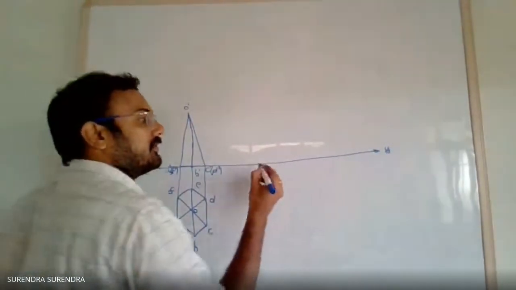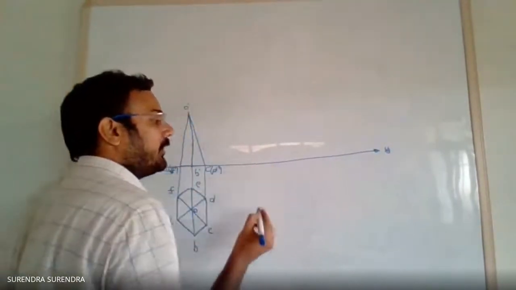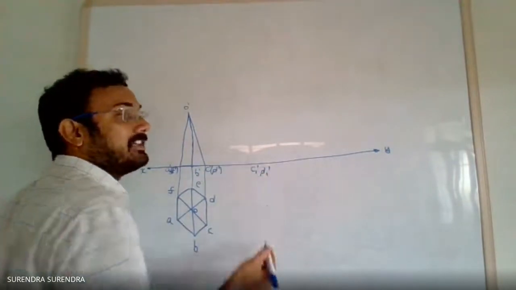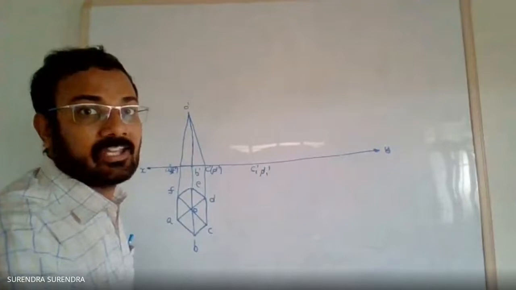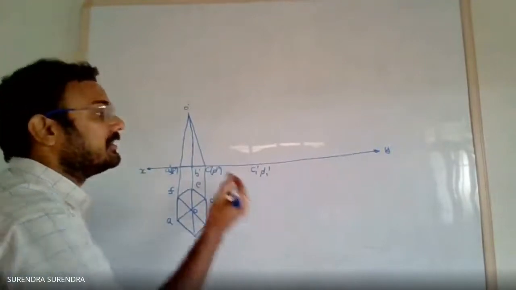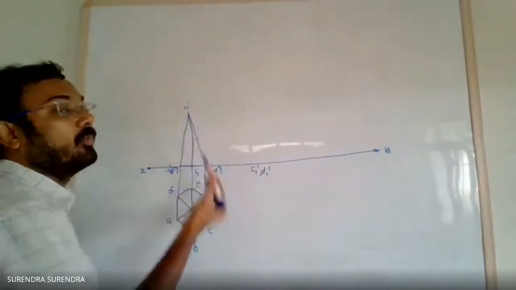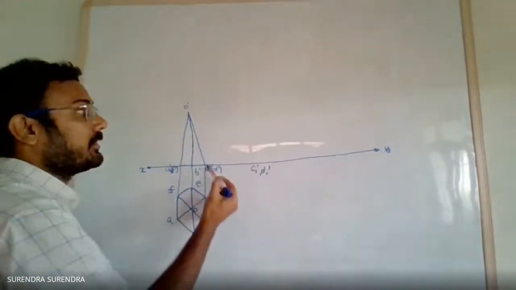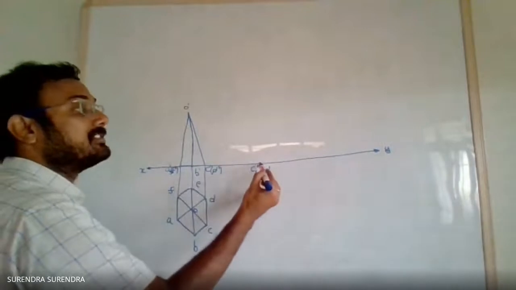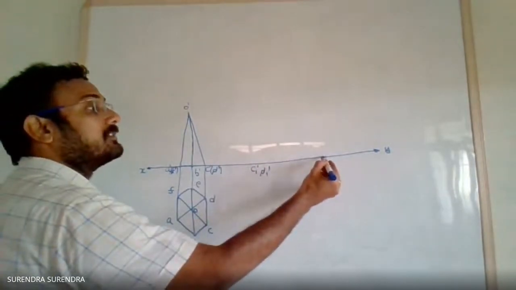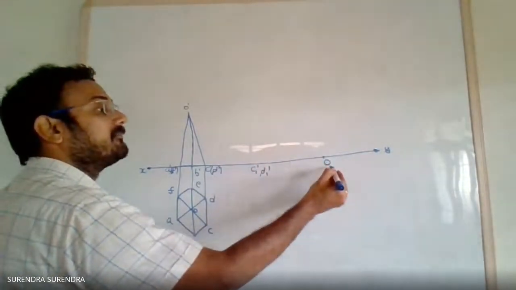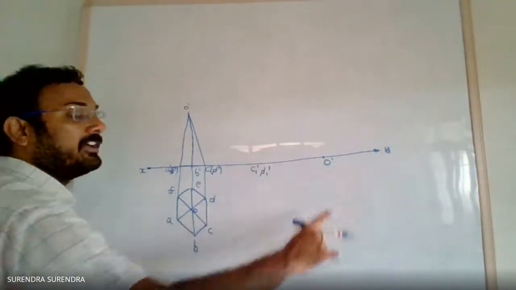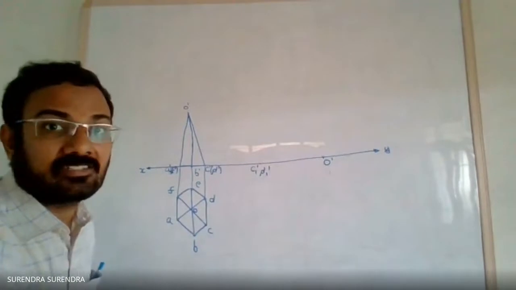So first mark your points, and name them C1 dash and D1 dash. Measure the distance from C to O, not the axis length. With C as center, draw an arc, and you'll get the point O dash.